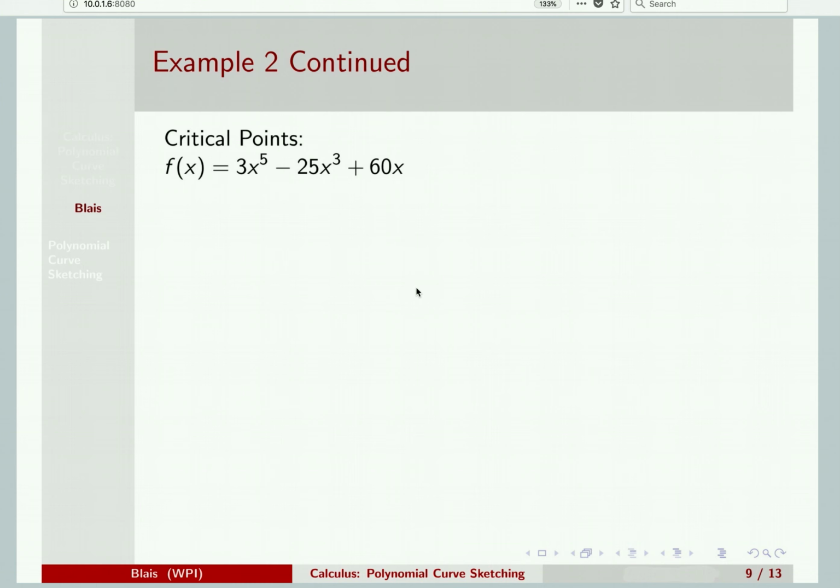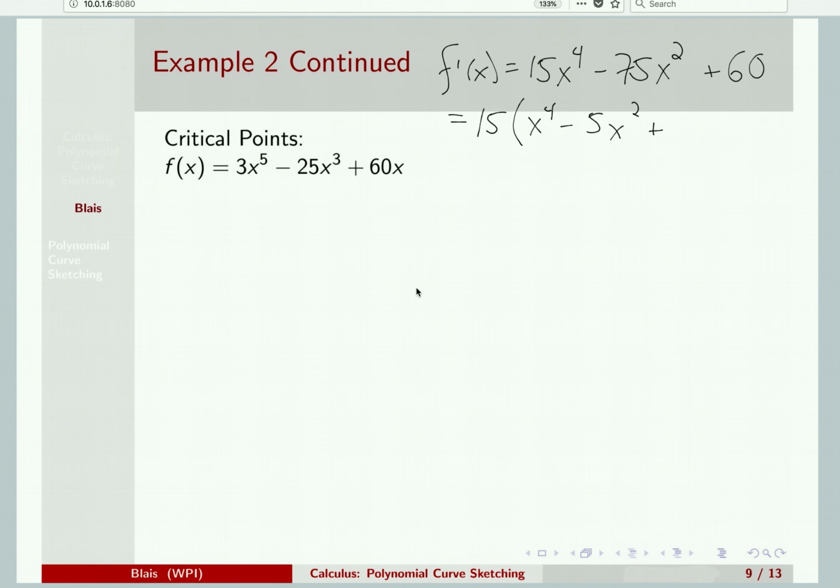Let's now get our critical points. So we need the derivative. So f prime of x is 15x to the fourth minus 75x squared plus 60. And remember, we have to do the first derivative test to find where it's increasing and decreasing. So we might as well factor this as much as we can. We see we can factor out a 15. So we get x to the fourth minus 5x squared plus 4.